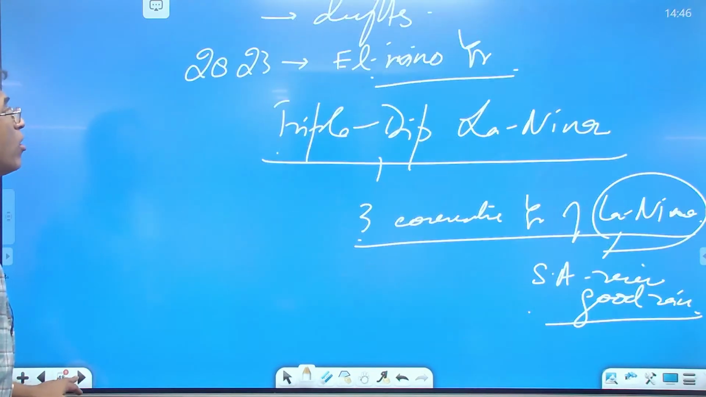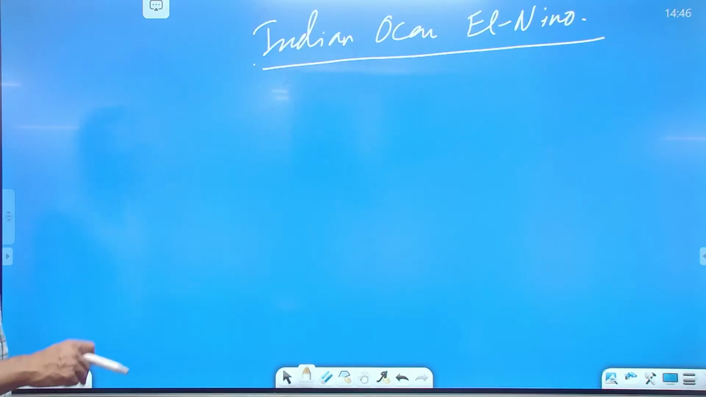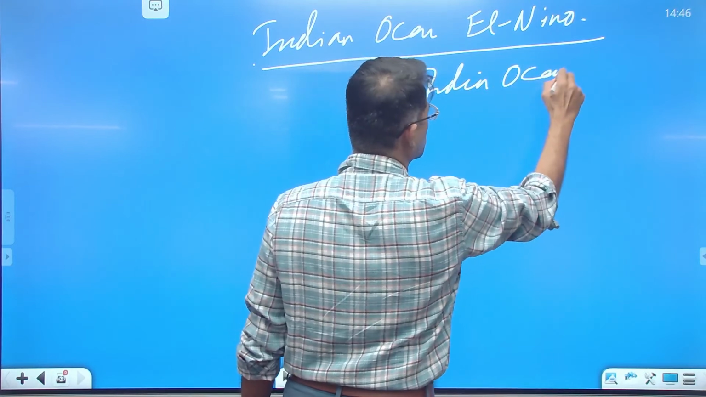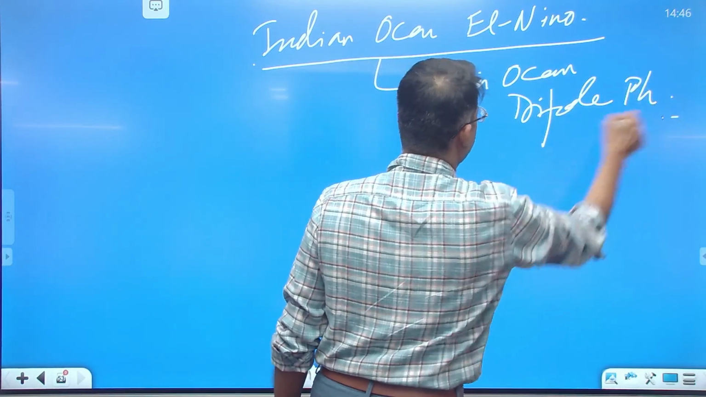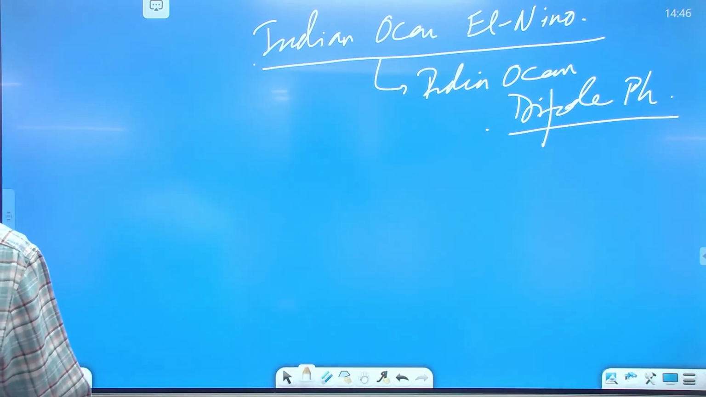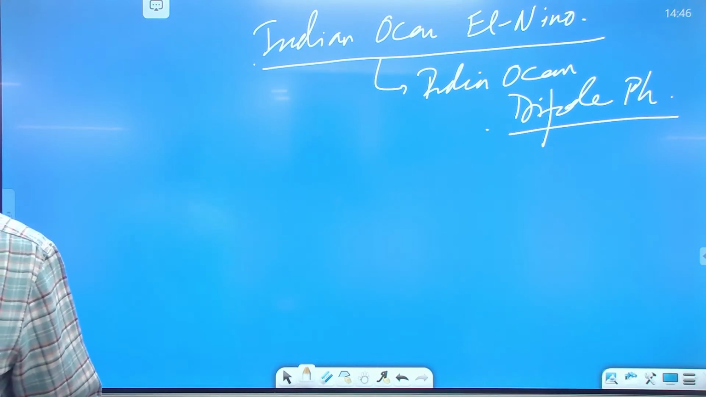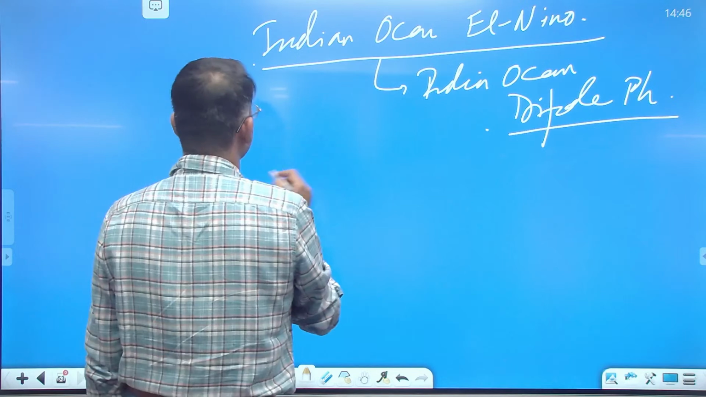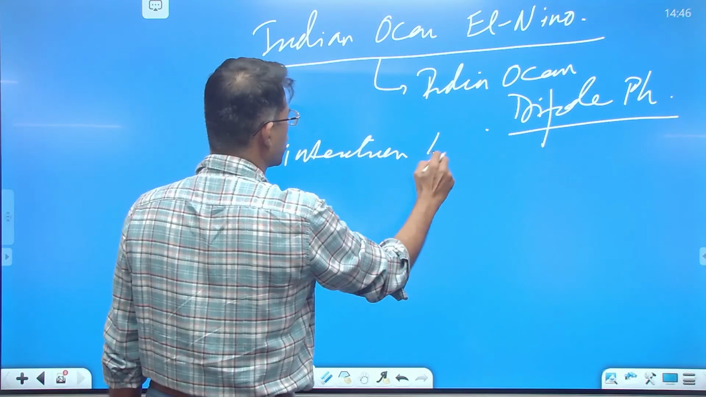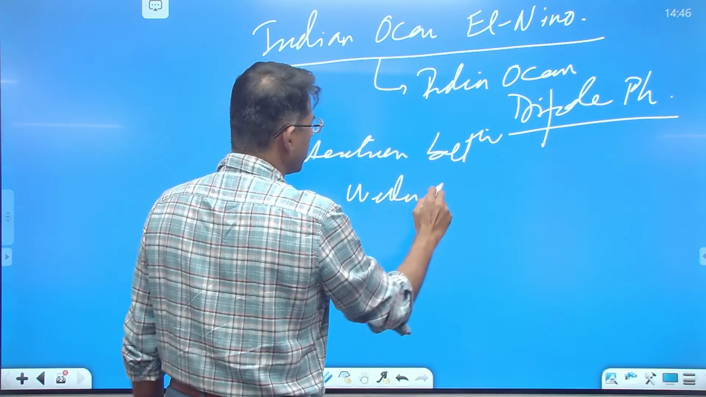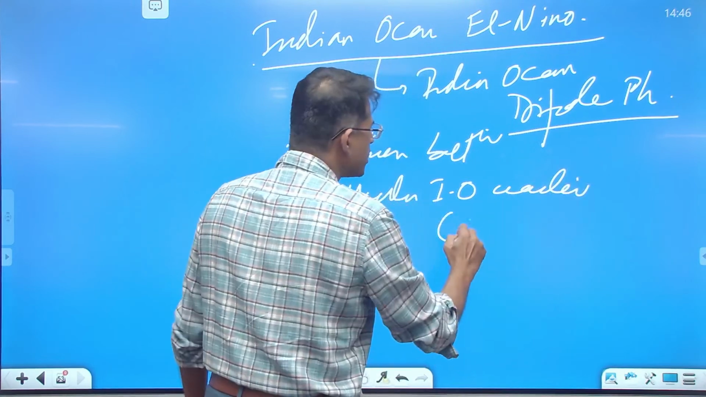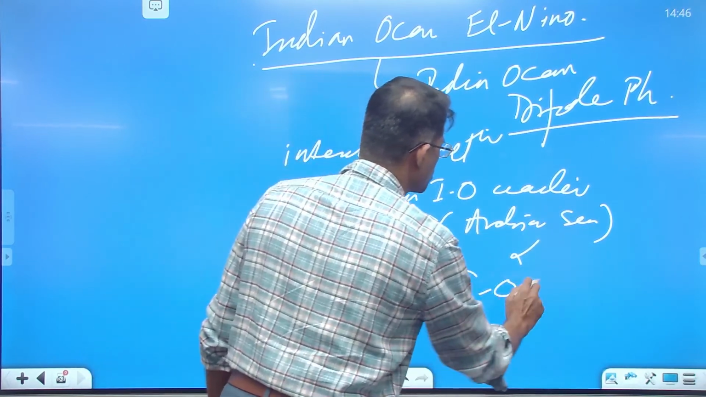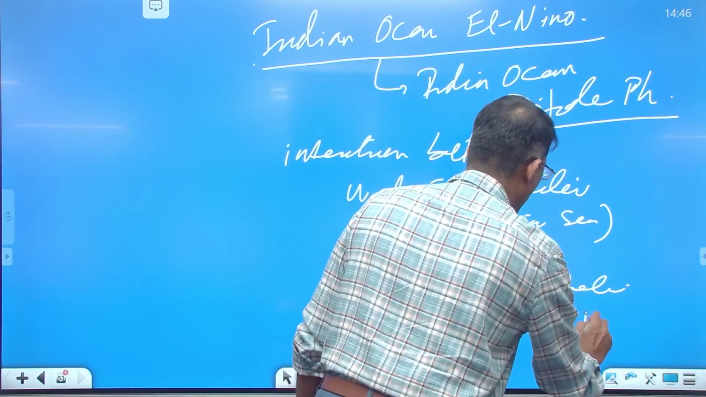But what I'm saying is, I also have another type of modification called the Indian Ocean El Nino. In short, it is also called the Indian Ocean Dipole phenomenon. Dipole means two polarities, high pressure and low pressure, on the Indian Ocean. Okay? Now what happens in the dipole is an interaction between the Western Indian Ocean waters, which is essentially the Arabian Sea, and the Eastern Indian Ocean waters, which is essentially the Bay of Bengal.